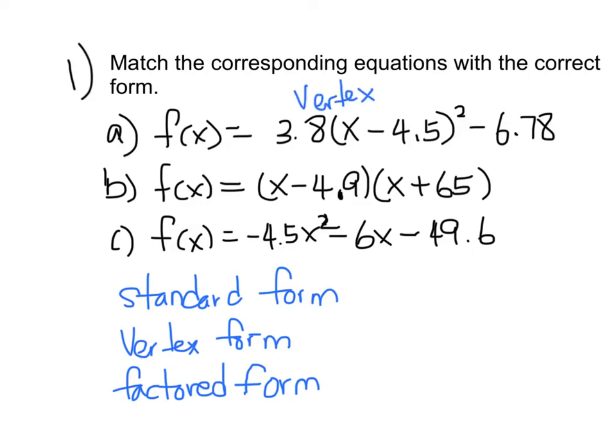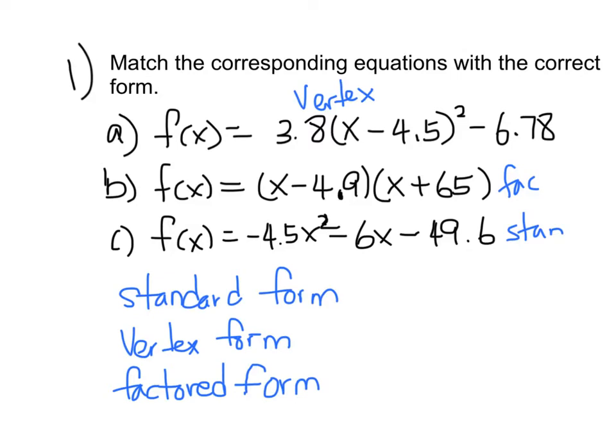And then for B, I'm looking, and what kind of form is B? That is factored form, so I would put factored form over there. And what about for C? What is that? That would be standard form, so I'll go ahead and put that, okay? So that is what you're supposed to do, okay?